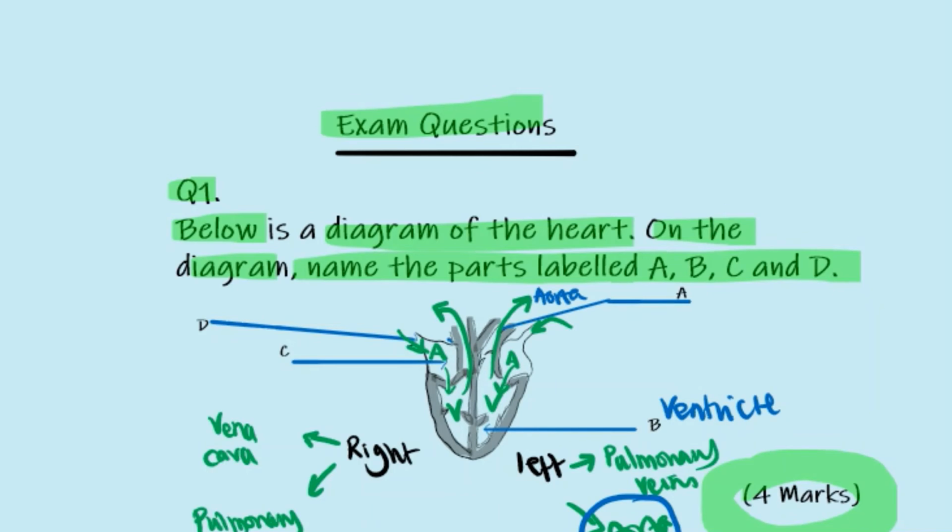For C, it's pointing to the top chamber. So these are the atrium. And D is pointing to where the blood is going into the heart. So blood going to the heart is through the vena cava.